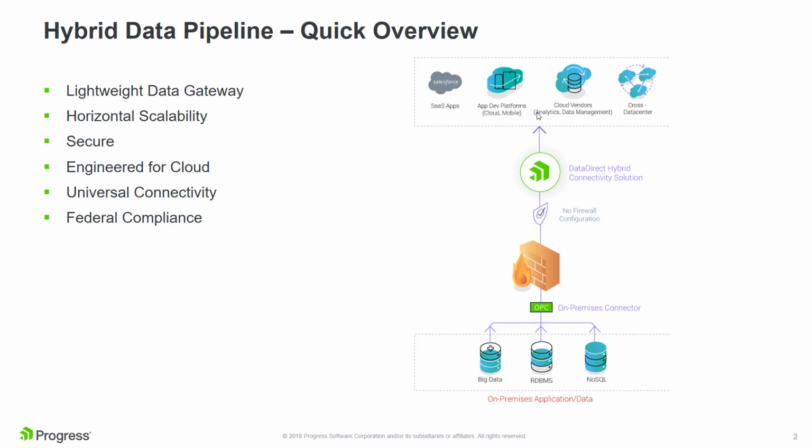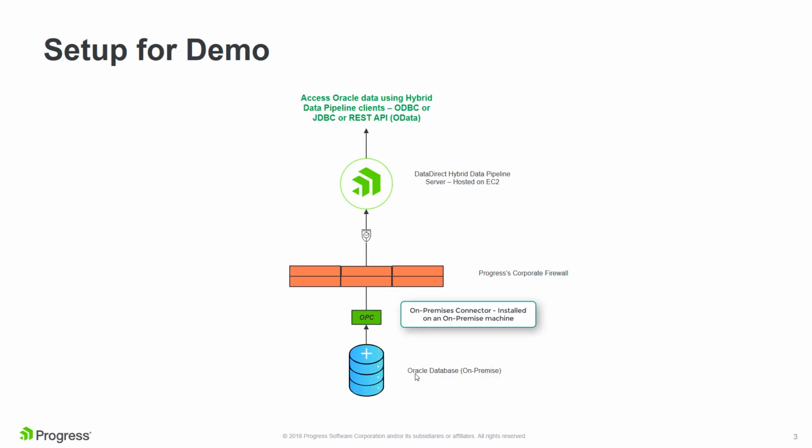Third, the clients. ODBC and JDBC clients for Hybrid Data Pipeline enable you to connect to your on-premises data source from applications that support these standards. Apart from ODBC and JDBC, Hybrid Data Pipeline also offers an OData REST interface to access your data from anywhere. Let me begin the demo by explaining how all these components are set up.